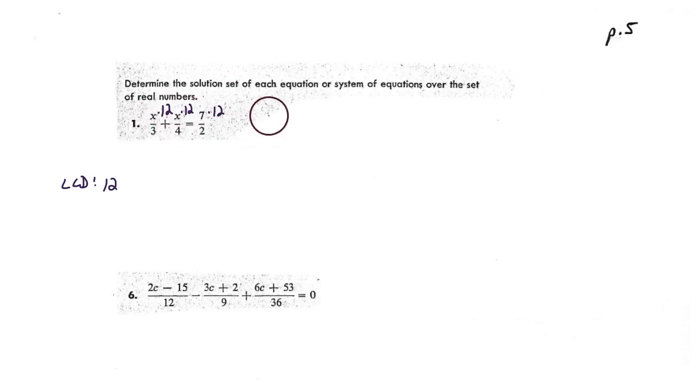3 goes into 12 4 times, this makes 4x. 4 goes into 12 3 times, this makes 3x. 2 goes into 12 6 times, this makes 42. So 7x equals 42. Therefore, x equals 6.